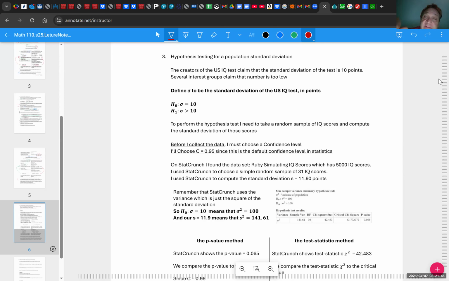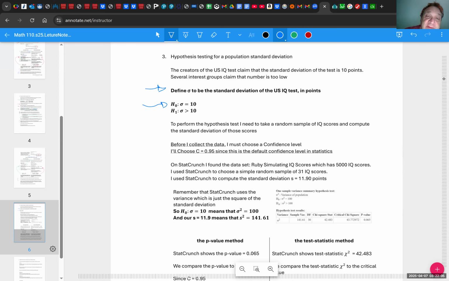So once again, we define a variable. In this case, our variable is sigma, because that's the letter they use in stats for the population standard deviation. And the null hypothesis is that the test creators claim that the sigma value, the population standard deviation, is 10.